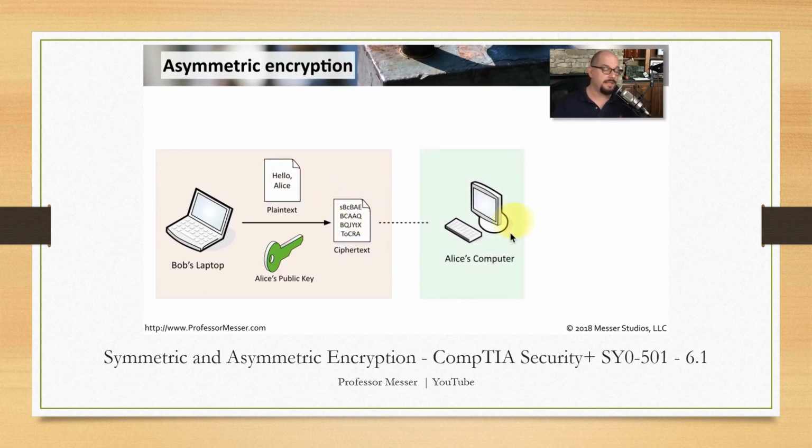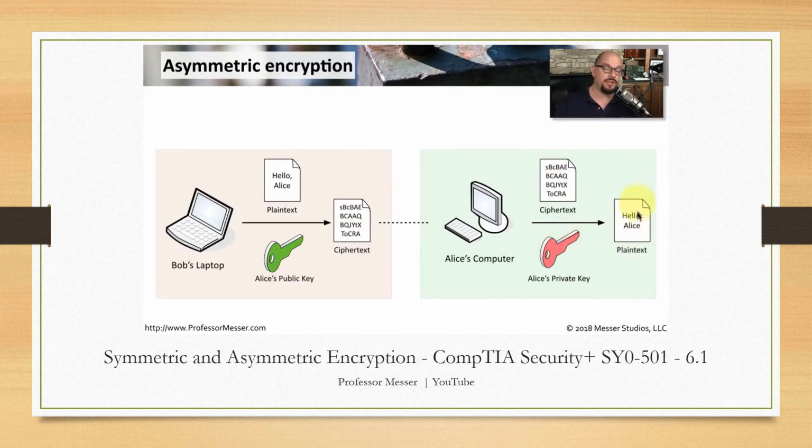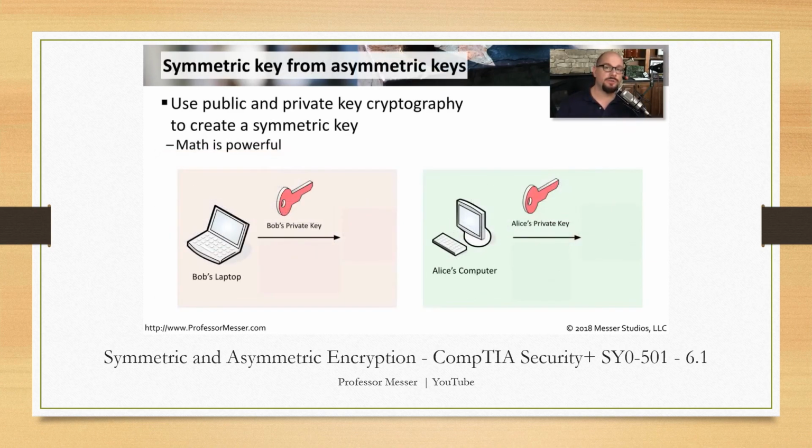Bob will then send that ciphertext to Alice. Alice will use her private key to combine with the ciphertext, and only by using that private key is she able to decrypt this information and read the original plaintext. We can also use this public key cryptography to be able to create a symmetric key that would only be known by two individuals.